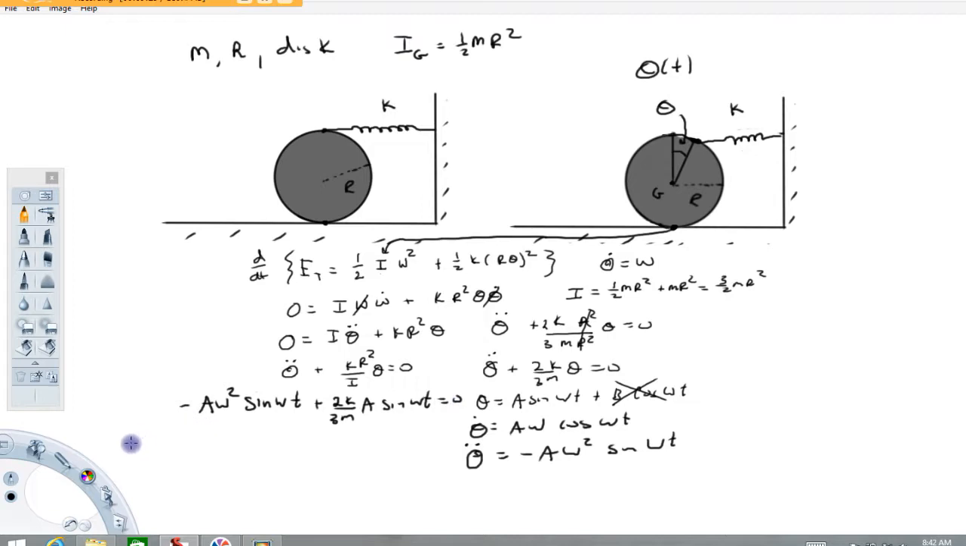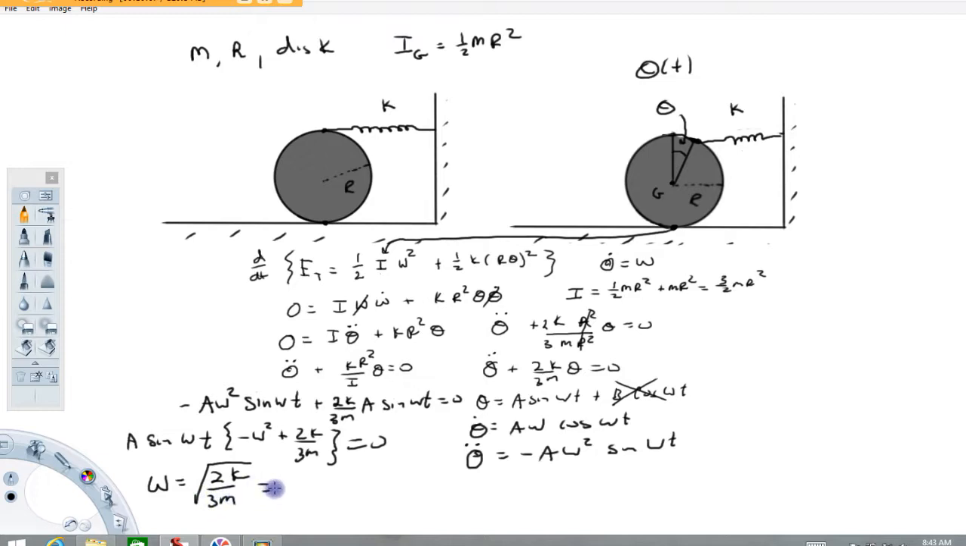You can factor out an A, you can factor out a sine omega t, and you are left with minus omega squared plus 2k over 3m equals 0. Same argument as last time. If A were 0, you wouldn't have a solution left. Same thing with a sine omega t. So if this equation is equal to 0, that's the part that we want. So the angular frequency is going to equal the square root of 2k over 3m.